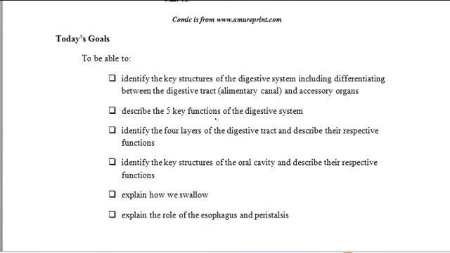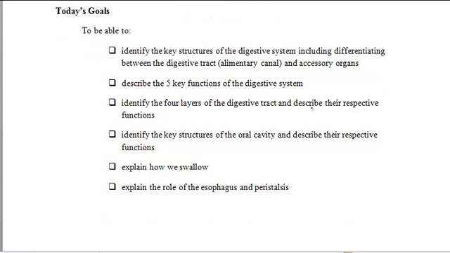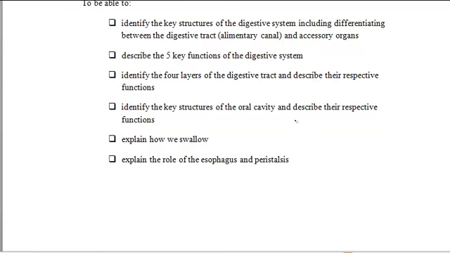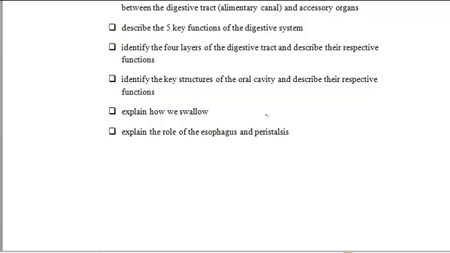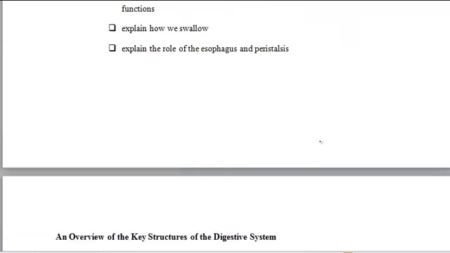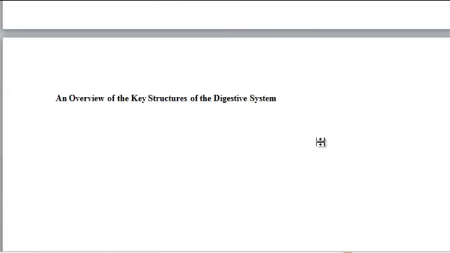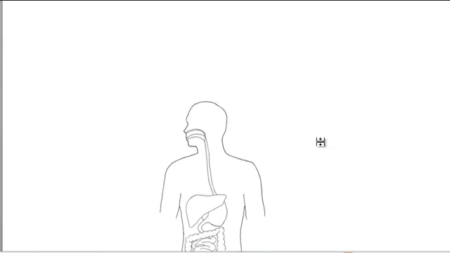So by the end of this lesson, you should be able to identify the key structures of the digestive system, describe 5 key functions of the system, identify the 4 layers of the digestive tract, and describe their respective functions. Identify the key structures of the oral cavity and their functions, explain how we swallow, and explain the role of the esophagus and peristalsis.